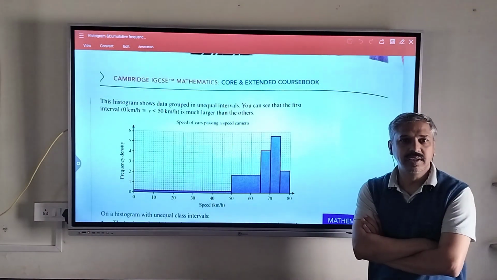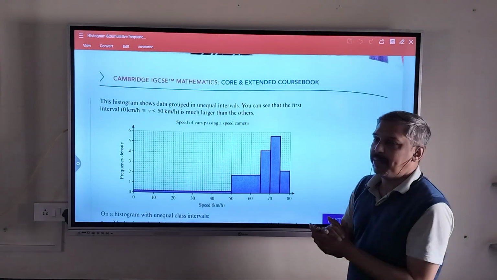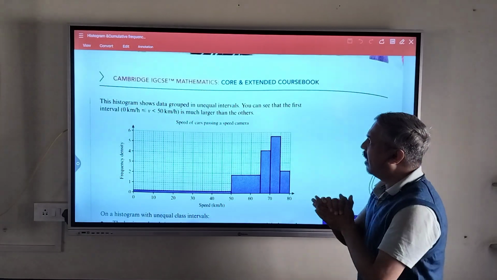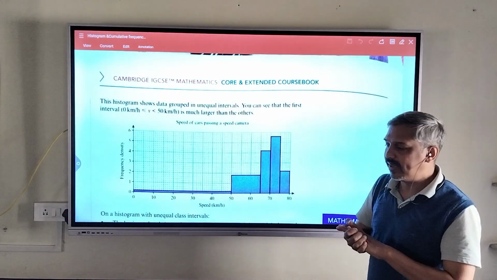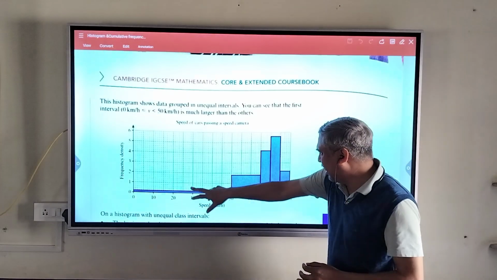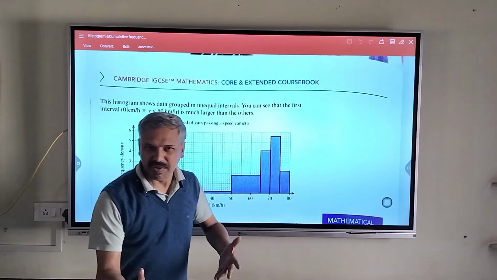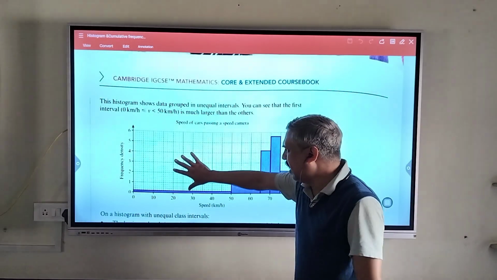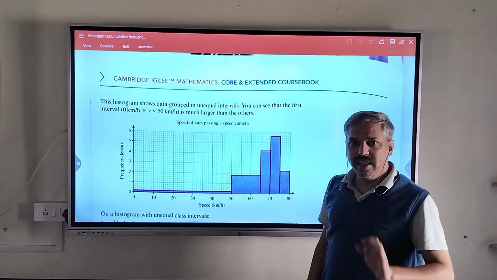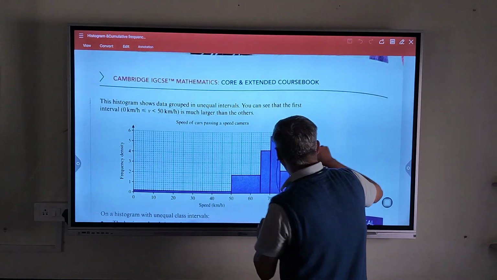Good afternoon. So we are now starting with the chapter called histogram and cumulative frequency diagram. What is a histogram? This is a sample of a histogram. What do we see? We have seen bar graphs before. So this is nothing but a bar graph. It's just that in the bar graph you can make a graph here.